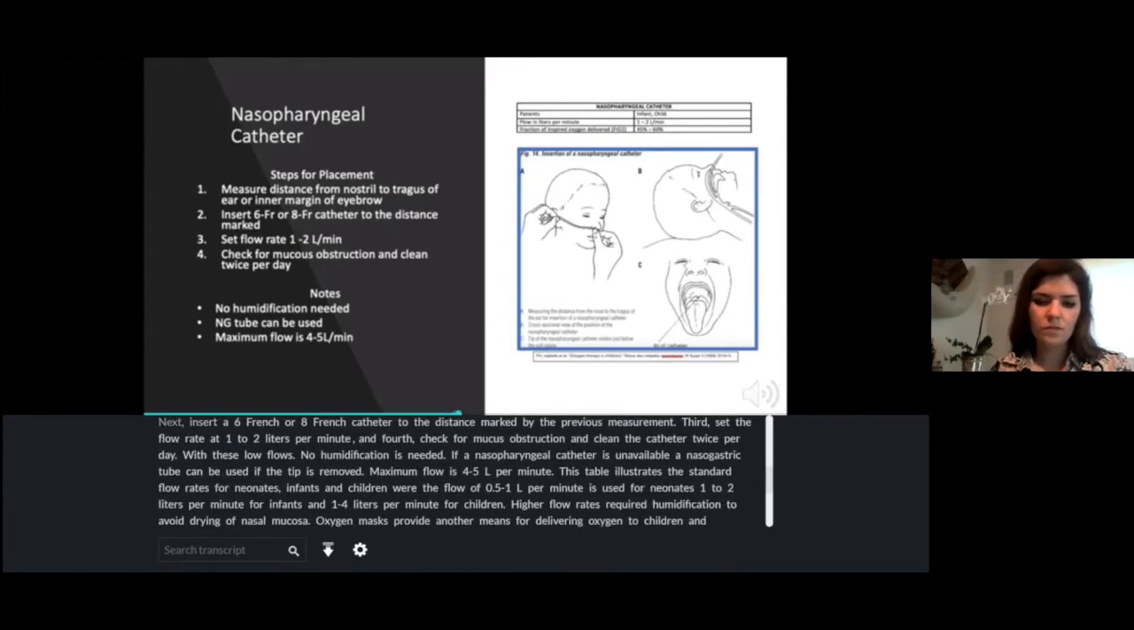Next, insert a 6 French or 8 French catheter to the distance marked by the previous measurement. Third, set the flow rate at 1 to 2 liters per minute. And fourth, check for mucus obstruction and clean the catheter twice per day. With these low flows, no humidification is needed. If a nasopharyngeal catheter is unavailable, a nasogastric tube can be used if the tip is removed. Maximum flow is 4 to 5 liters per minute.